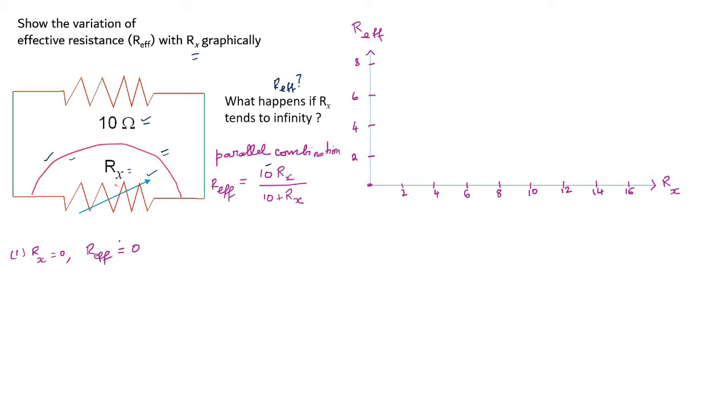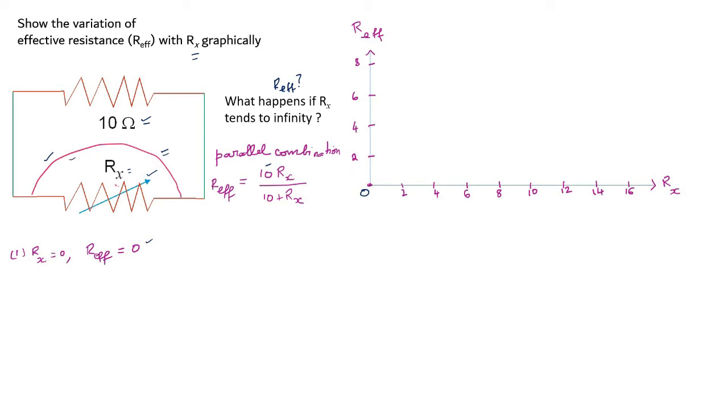This can also be explained from mathematics point of view. Put Rx is 0 here, then 10 into 0 is 0 in the numerator, 10 plus 0, 10 in the denominator, so 0 by 10 is 0, so R effective is 0. That is this point, okay, origin. So in this point, 0 comma 0, okay.